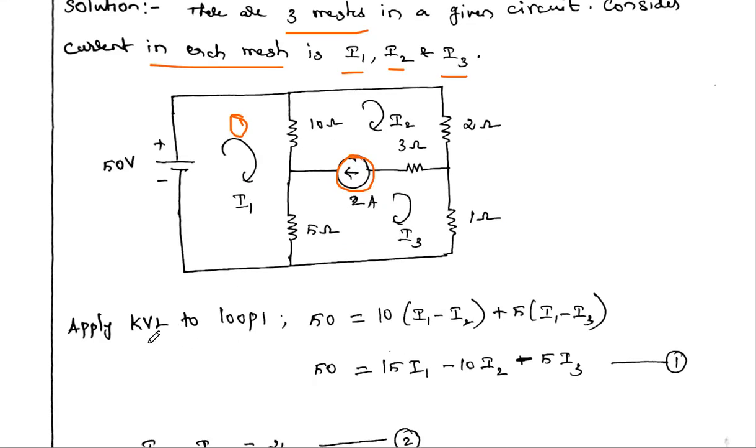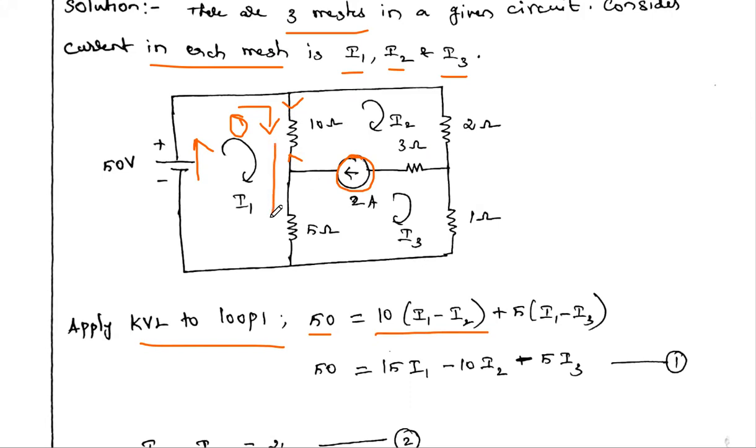If you are writing the KVL equation for loop 1, starting from here, going from minus to plus is a voltage rise. So 50 equals, when we come here, the 10 ohm resistor. This 10 ohm resistor is common to loop 1 and loop 2. Now you see the current: I1 is flowing from top to bottom and I2 is flowing from bottom to top. So the resulting current through this 10 ohm resistor is I1 minus I2, and the voltage drop across the 10 ohm is 10 times (I1 minus I2).